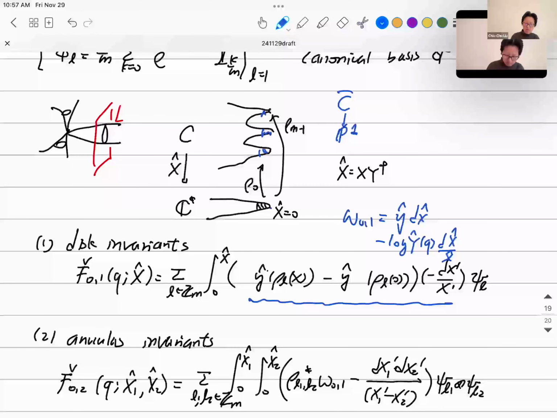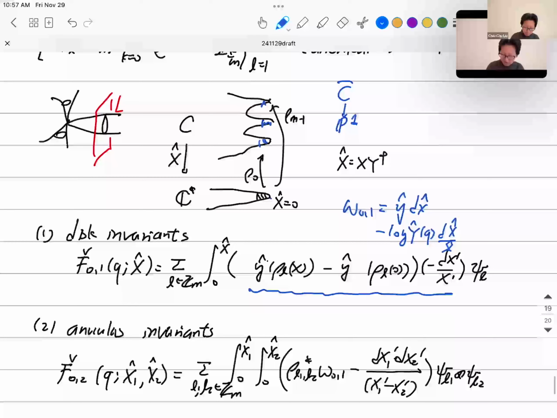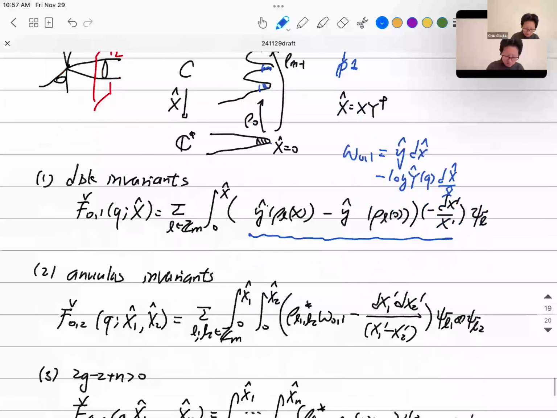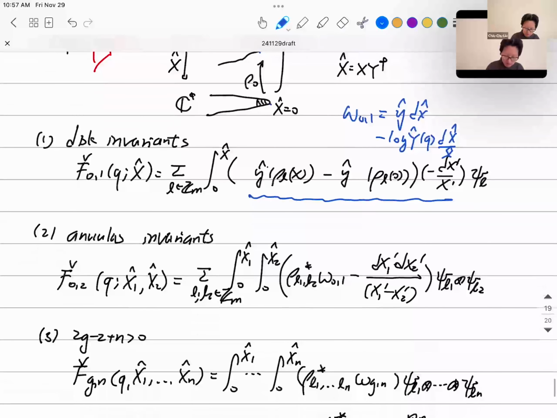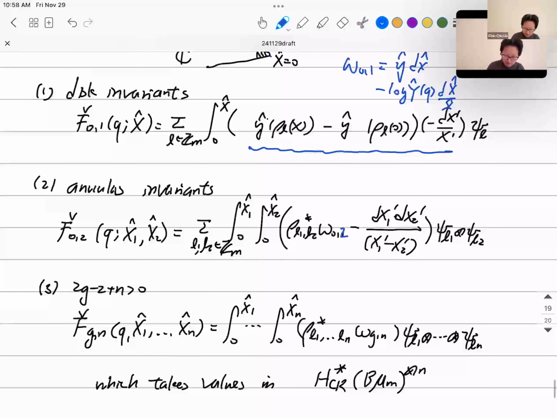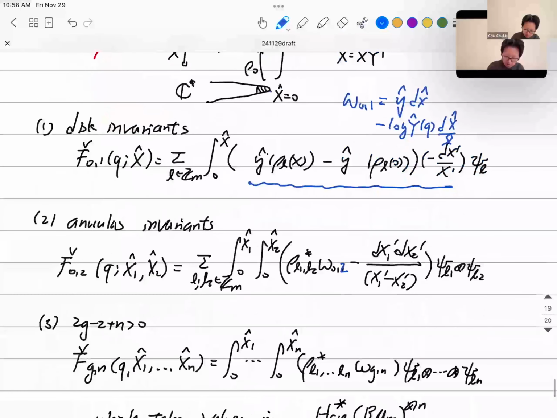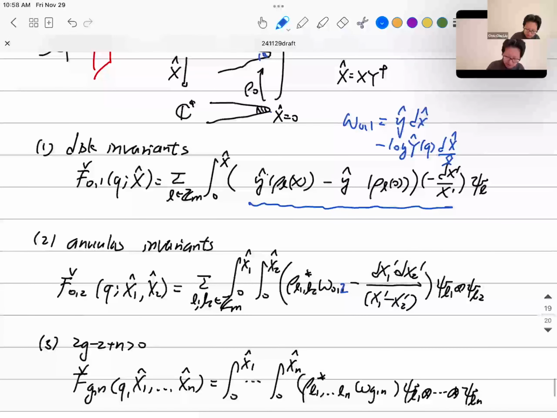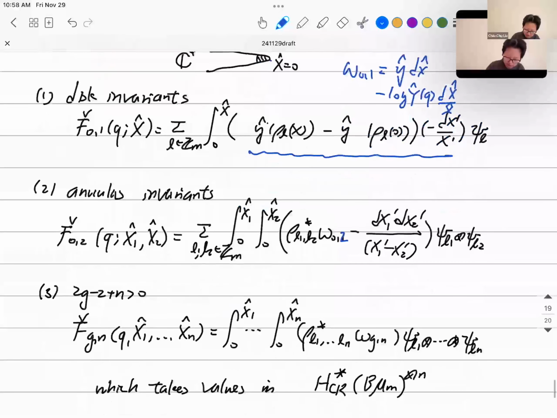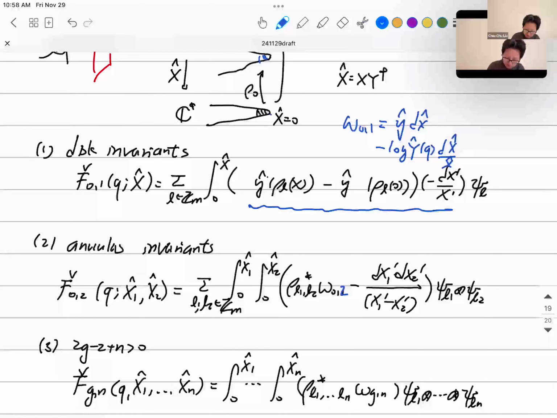Yeah, so maybe let me just finish these two slides and I'll stop. The annulus invariant is defined by pulling back W2 and removing the pole part. And for omega GN, we just use this to pull back to the tensor product.